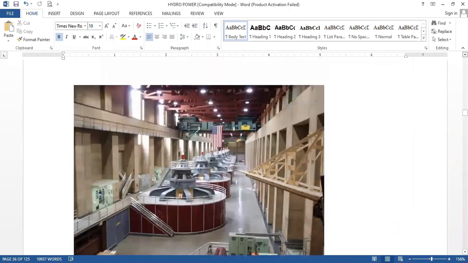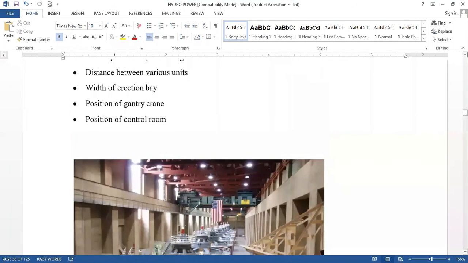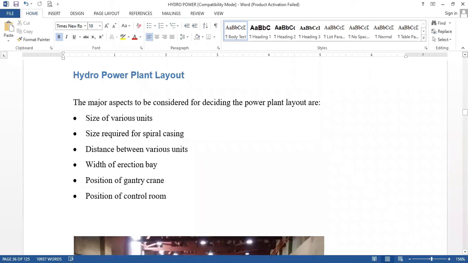Even many things are there which you can see, or if you Google it, you can see various pictures and inside views of hydropower plants. Many things are available on the internet. You can go through it.